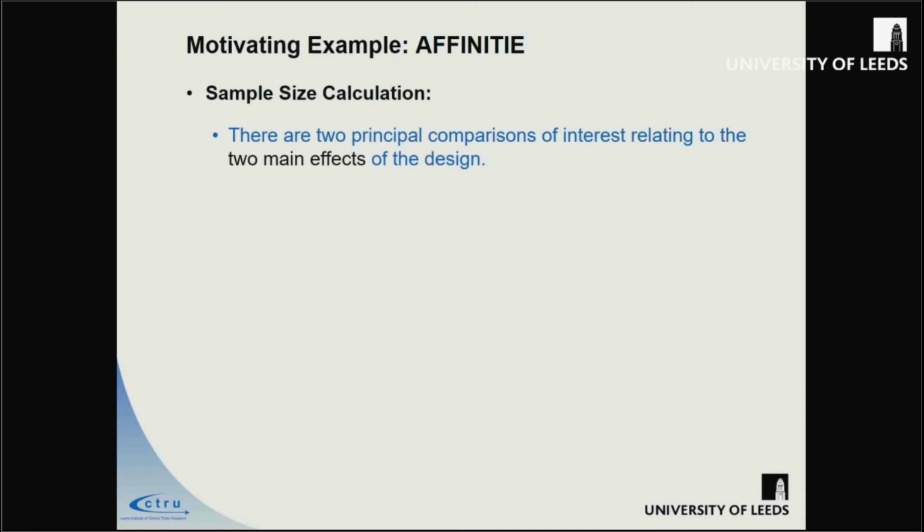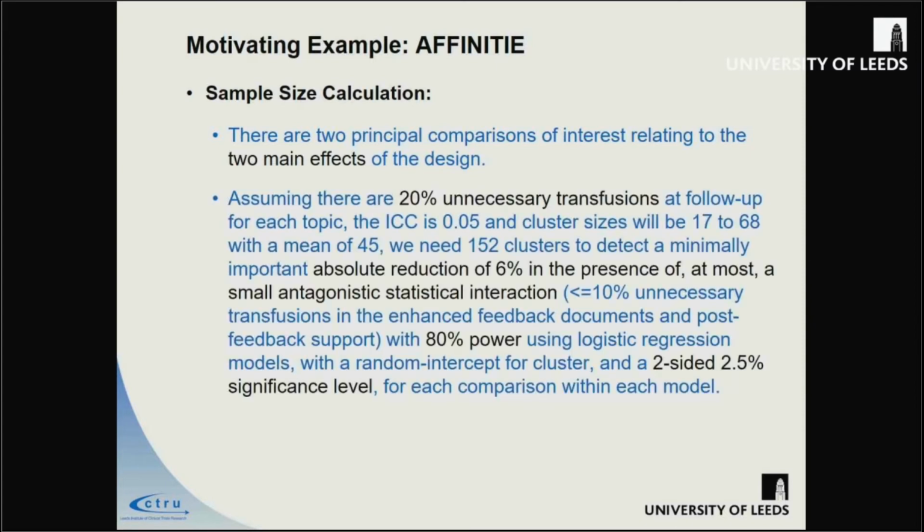The sample size calculation that we did was a bit of a hybrid between how we normally do it and how I would now do it. We had two principal comparisons of interest, and we were basically interested in the main effects. So we had our assumption of 20% unnecessary transfusions. Because of the literature that was available within the clinical trials community at the time, I versed this as a 6% difference, which was in the presence of a small antagonistic interaction, as opposed to a 5% marginal effect, which is actually equivalent to what I'm saying here.